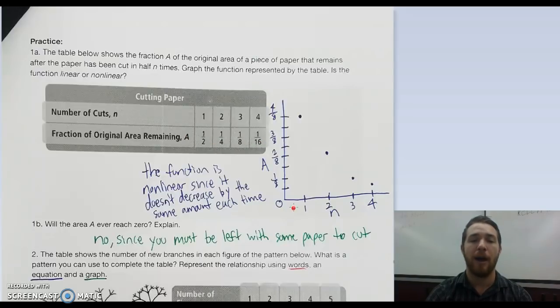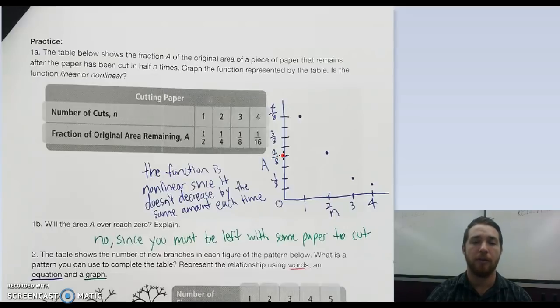If I'm making my graph, it's easy enough for the number of cuts: 1, 2, 3, and 4. Since that's the independent variable, we're going to put the area remaining on the vertical axis because that depends on how many cuts you're making. So you want to be really careful. I made my scale go by 1/16. So 1/16, 2/16 would be 1/8. Then we have 3, 4/16 is 2/8.